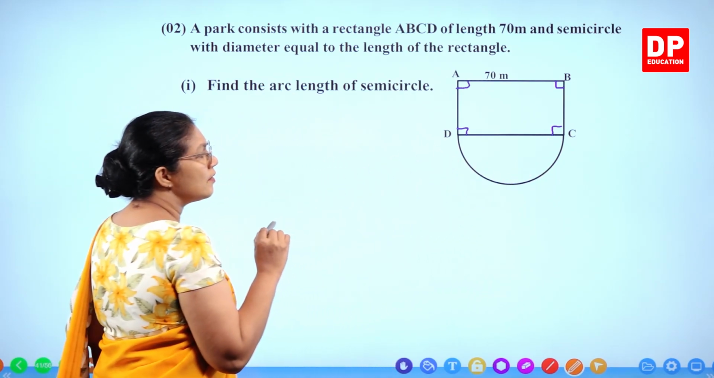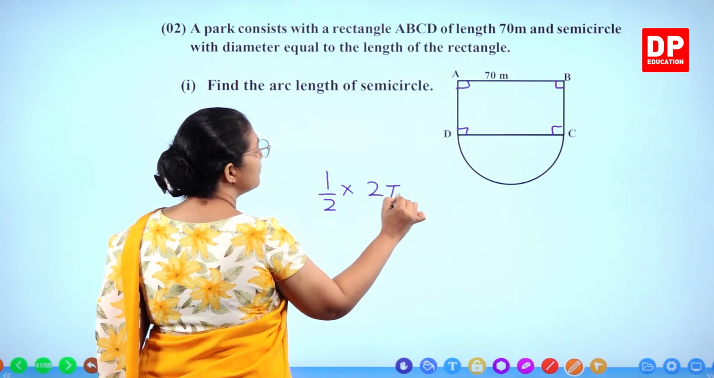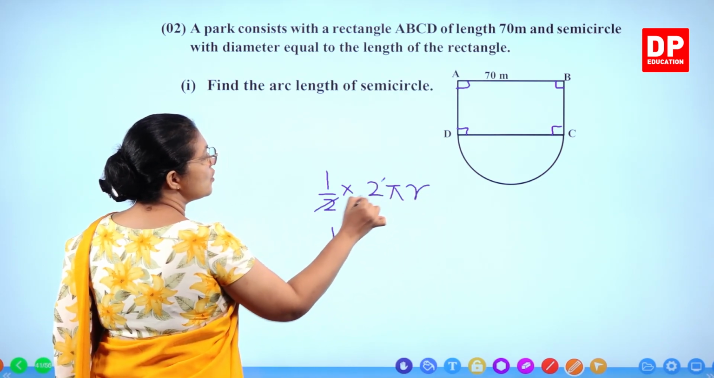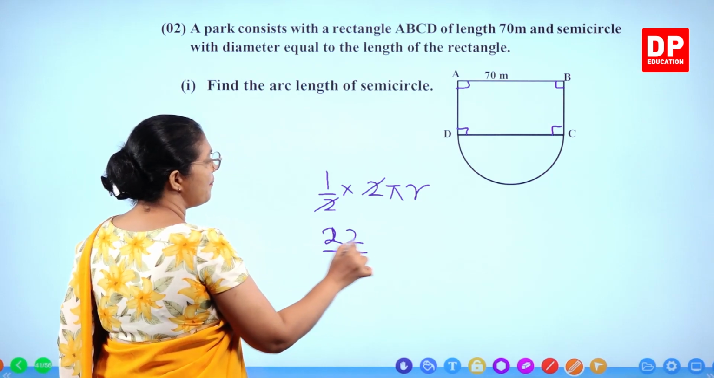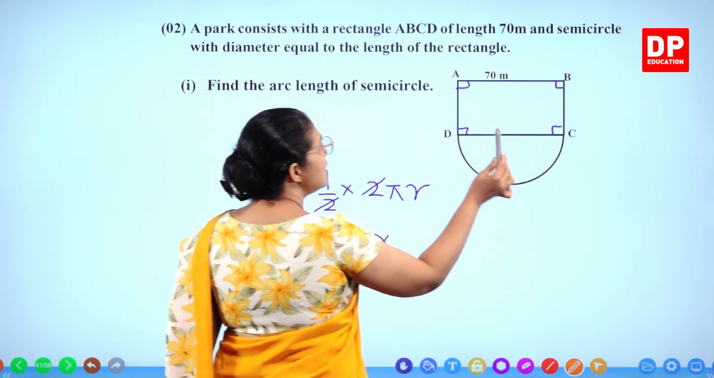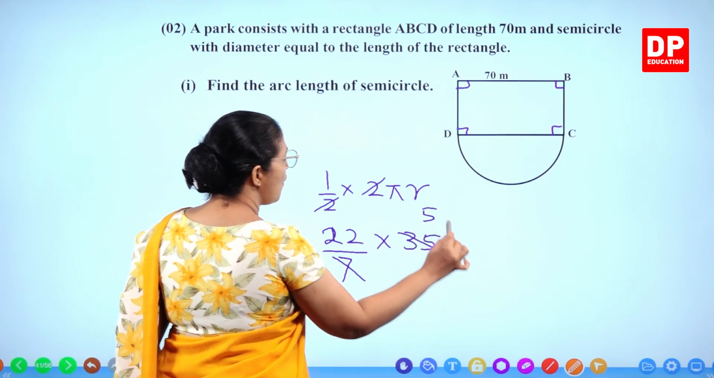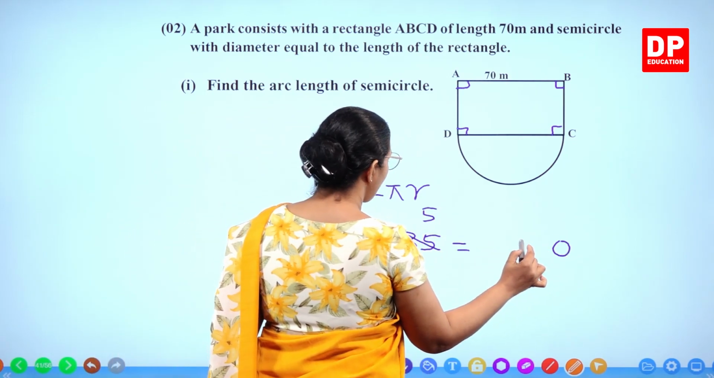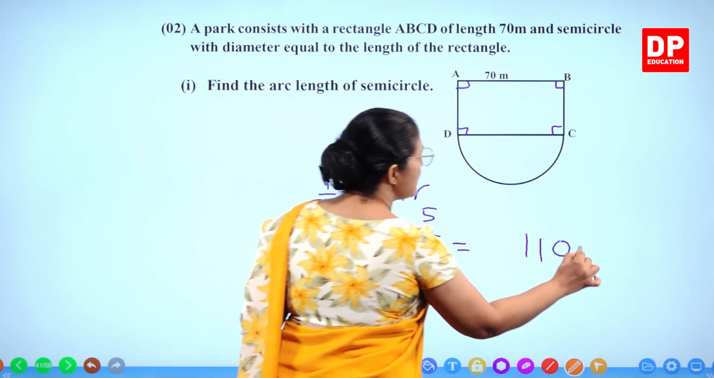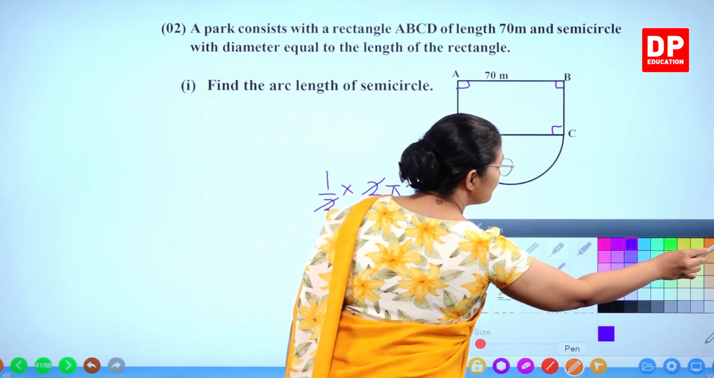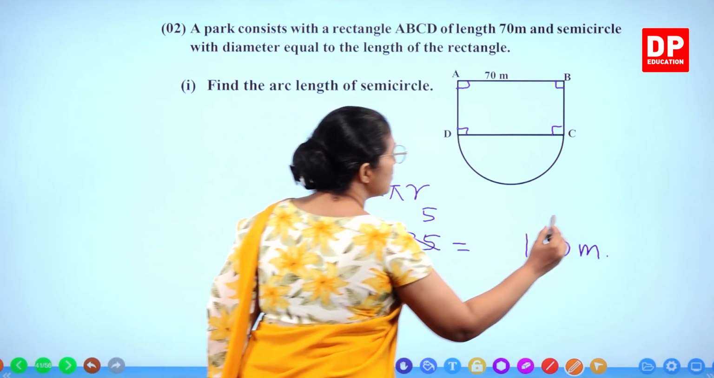So here, arc length. What is the formula? This is half of a circle. So half into 2 pi r. Here 2 and 2 get cancelled out. Pi into r. 22 over 7 we can take as pi. And what is the radius? 70 is the diameter. So half of 70, 35 is the radius. So 7 times 5, 5 times 22. 5 times 2, 10. 5 times 2, 10 plus 1, 11. 110 meters is the arc length. So let's give marks for this part. You are getting 2 marks for that.